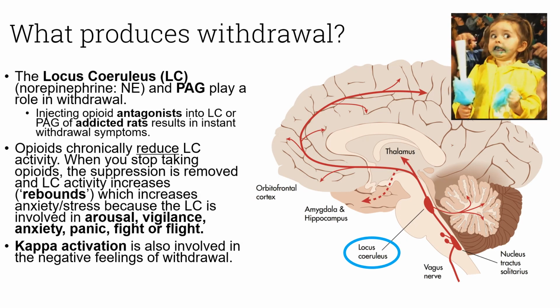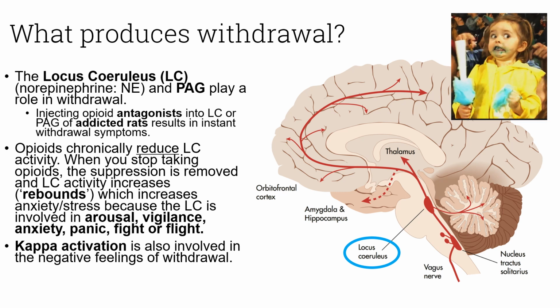So now let's take a look at some of the physiological mechanisms of withdrawal. And in particular, we're going to focus on the locus coeruleus and the periaqueductal gray matter. And if we inject opioid antagonists into either of these regions, a rat will immediately go into withdrawal. And this is a rebound effect because the locus coeruleus is involved in arousal and vigilance and anxiety and panic. So when you stop taking an opioid or when you introduce an opioid antagonist in an addict, the suppression of the locus coeruleus will be removed, and it's going to rebound, resulting in increased anxiety and stress.